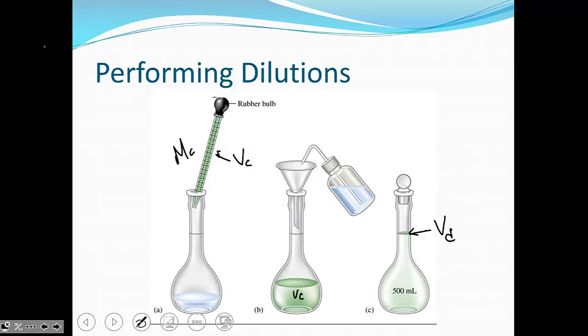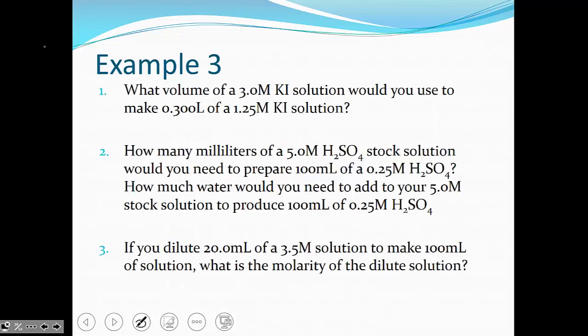Because the molarity of your concentrate is going to drastically fall once you add more solvent. So find example 3 in your packet, which has lots of problems. First off, what volume of 3 molar potassium iodide would you use to make 300 milliliters of 1.25 molar potassium iodide? So, the molarity of our concentrate times the volume of our concentrate has to equal the molarity of the dilution times the volume of the dilution.